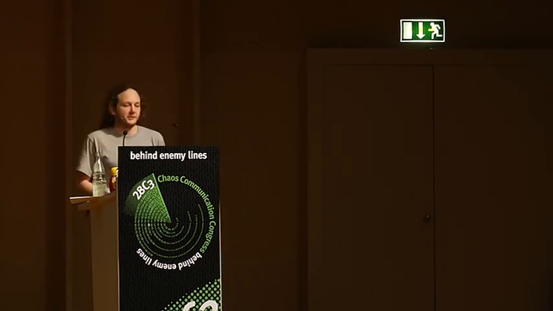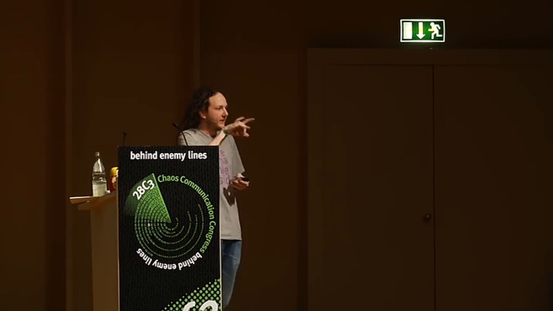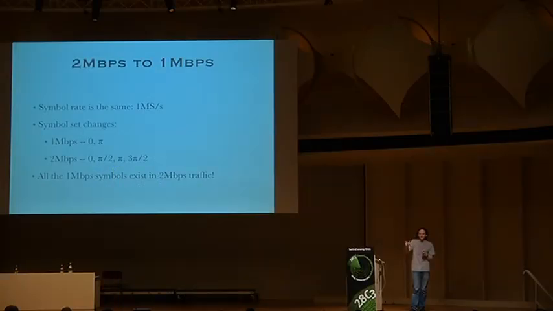To inject from 2 megabits per second, your symbol set changes. So in 1 megabit per second, you have 0 degrees difference and pi degrees difference. So the phase is changing by up to half of a waveform. At 2 megabits, you have 4 symbols. You have 0, pi over 2, that's a quarter circle, then a half circle, then 3/4 circle. Right? But you notice that the 2 symbols that you need for 1 megabit exist in the 2 megabit version, and you can correct for them. So because all of the 1 megabit per second symbols exist at 2 megabits. This is not true of the 5.5 megabit per second.